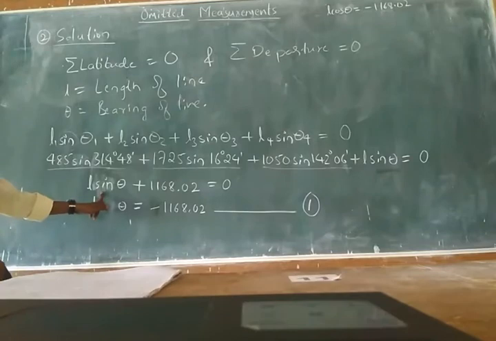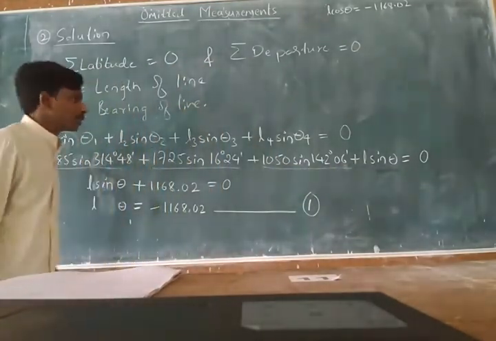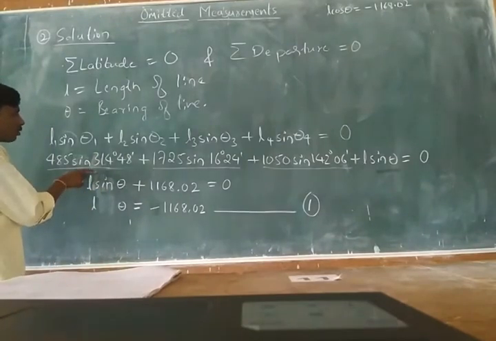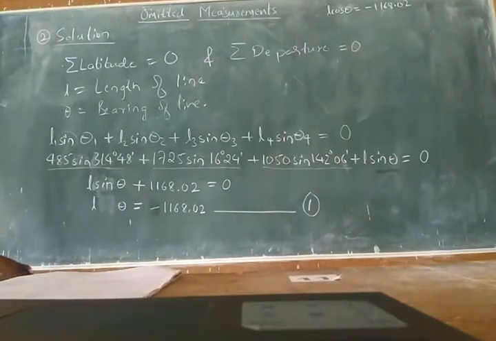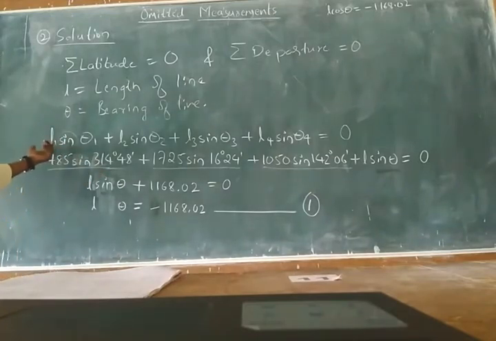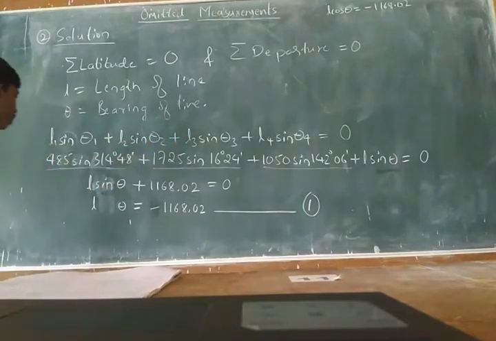So L sin theta is the unknown value here, and we don't have any substitutions. So let's keep L sin theta as it is. Now let's solve the numbers here. These are the numbers we have substituted for L1 theta 1, L2 theta 2, L3 theta 3. Now let's solve these substitutions.